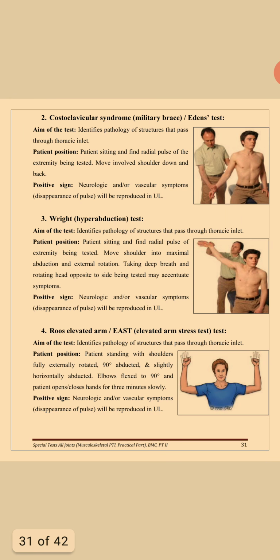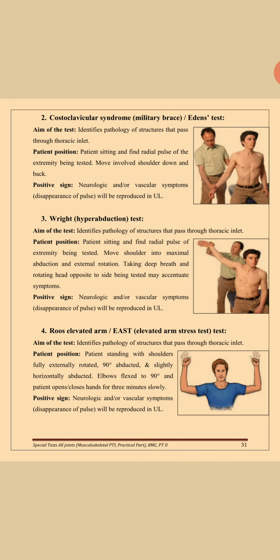Costoclavicular syndrome, military brace or Eden's test. Aim of the test: identifies pathology of structures that pass through the thoracic inlet. Patient position: the patient is sitting and the radial pulse of the extremity being tested is found. Move the involved shoulder down and back. Positive sign: neurologic or vascular symptoms. Disappearance of pulse will be reproduced in the upper limb.